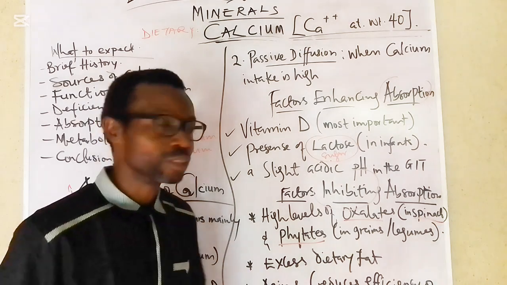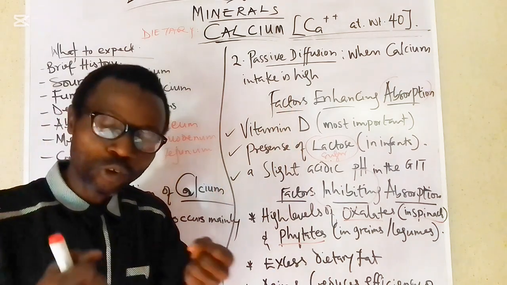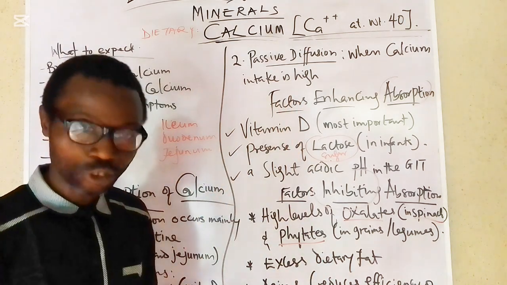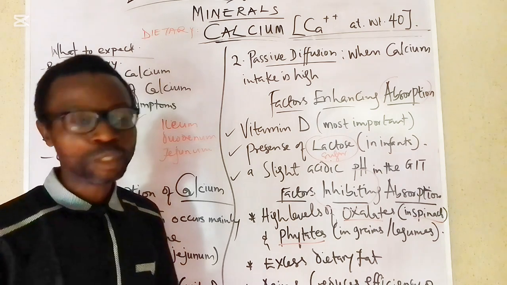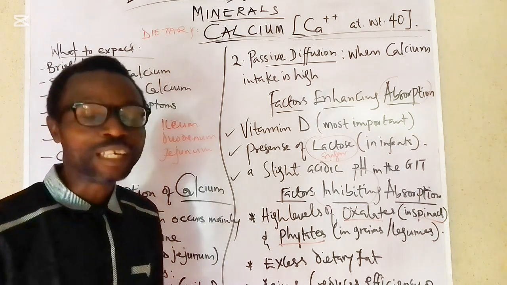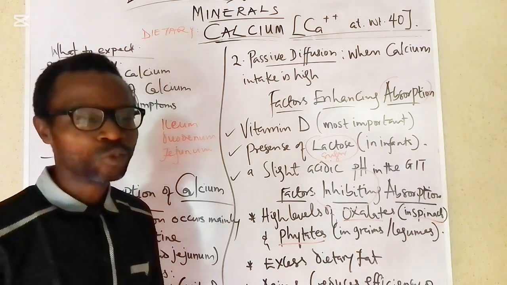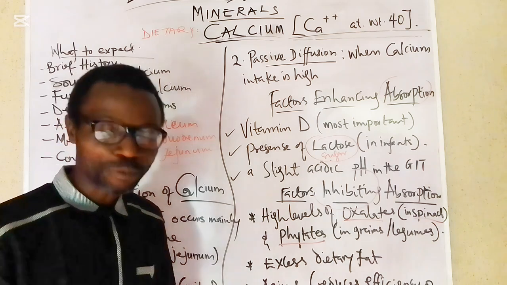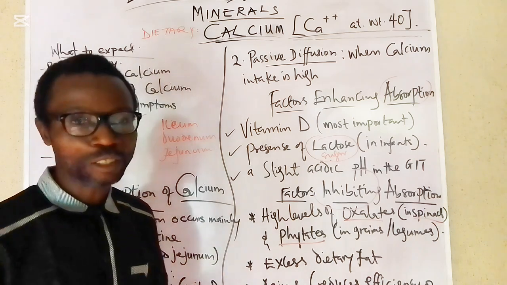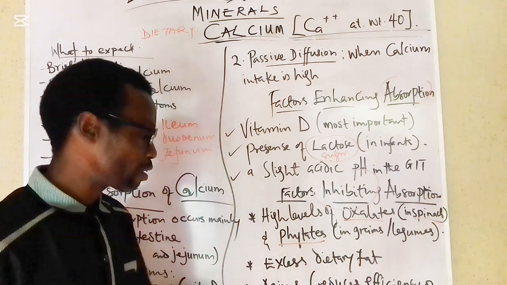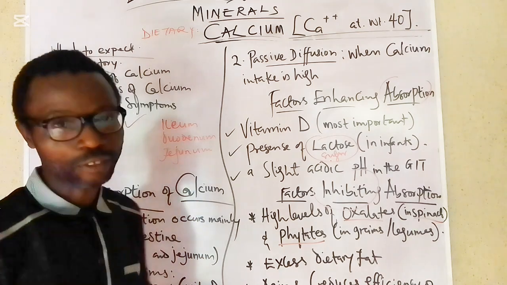Then another factor that inhibits absorption of calcium is age. Things that perform well, including cars and electronics, once they begin to age, you begin to see that the function begins to slow down. So it also affects the absorption of calcium.